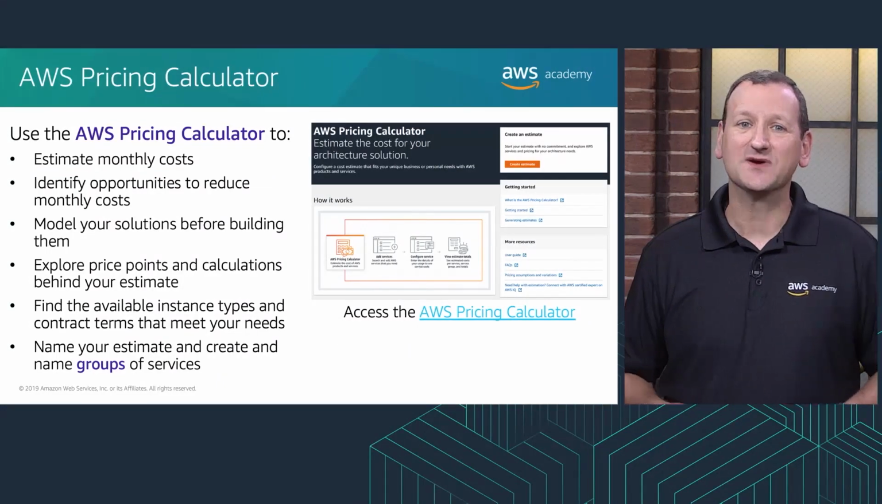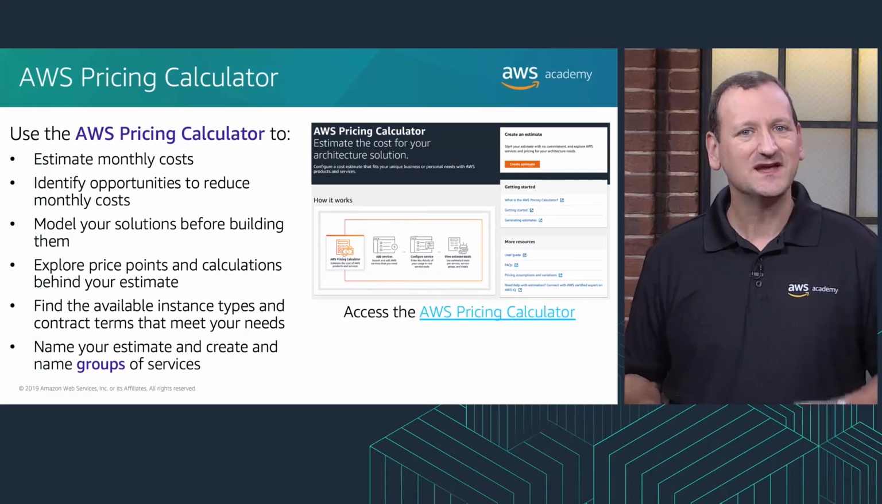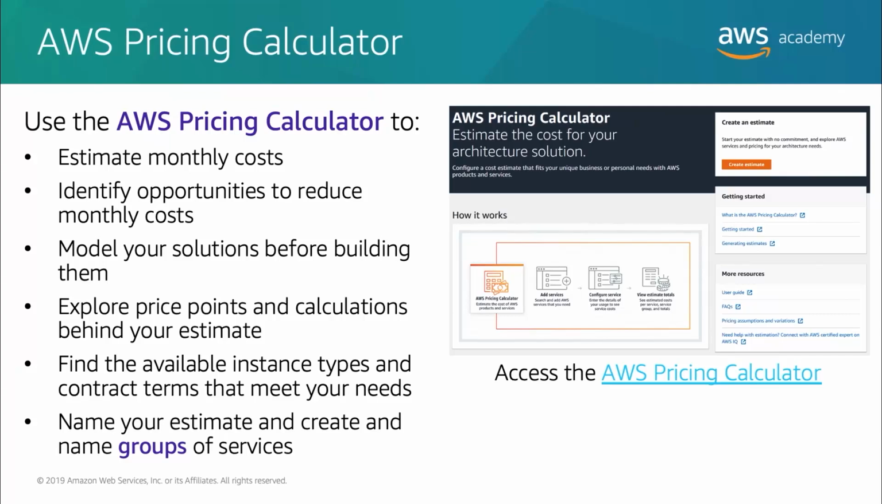AWS offers the AWS Pricing Calculator to help you estimate a monthly AWS bill. You can use this tool to explore AWS services and create an estimate for the cost of your use cases on AWS. You can model your solutions before building them, explore the price points and calculations behind your estimate, and find the available instance types and contract terms that meet your needs. This enables you to make informed decisions about using AWS. You can plan your AWS costs and usage or price out setting up a new set of instances and services.